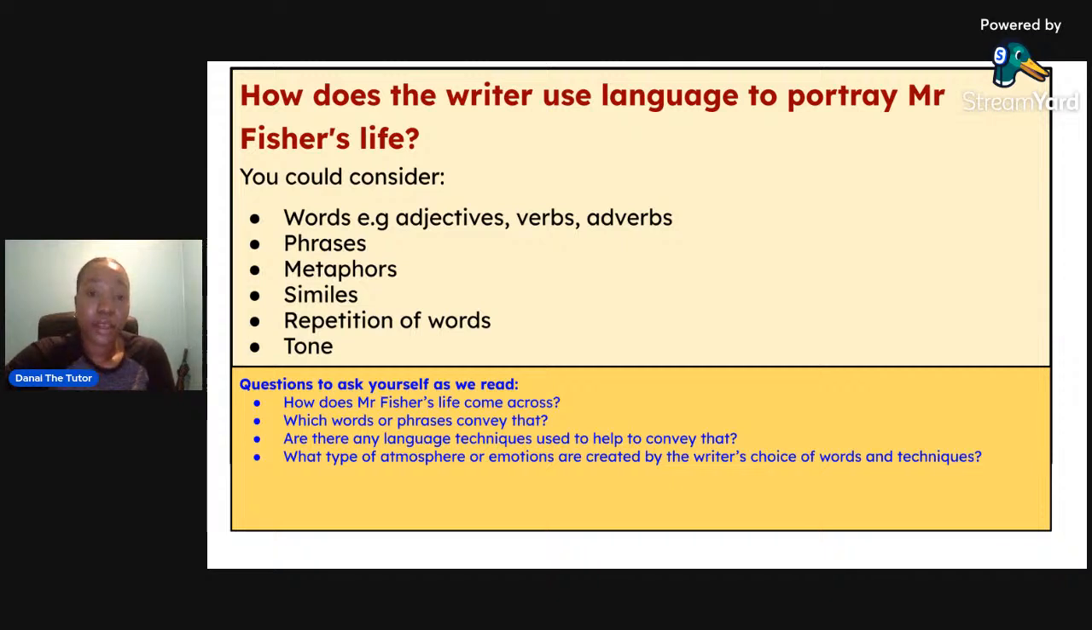The questions that you need to be asking yourself as we read are in the box below with the blue text. Think about, how does Mr. Fisher's life come across? Which words or phrases convey that?